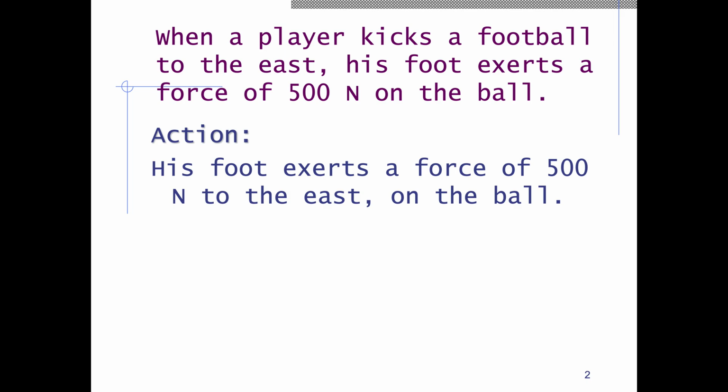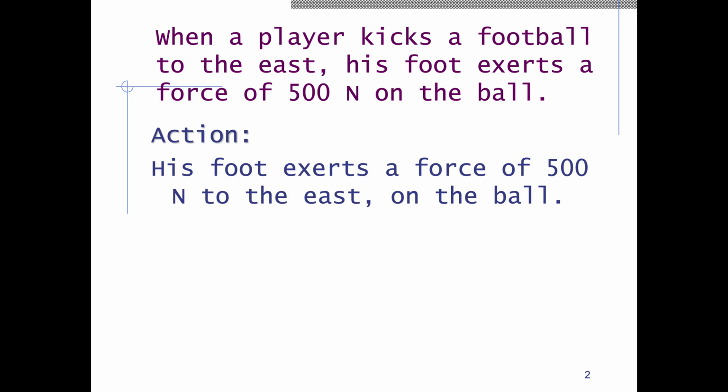So I chose: his foot exerts a force of 500 newtons to the east on the ball. Now you might say, why did you assume it was a his? How come it wasn't a theirs? There's girls that could kick footballs as well. And I'd apologize. I'd be a little more gender neutral or less biased in my action statements here. I'll change that for next semester. But anyways, let's look past my foolishness and say that our action statement is his foot exerts a force of 500 newtons to the east on the ball.